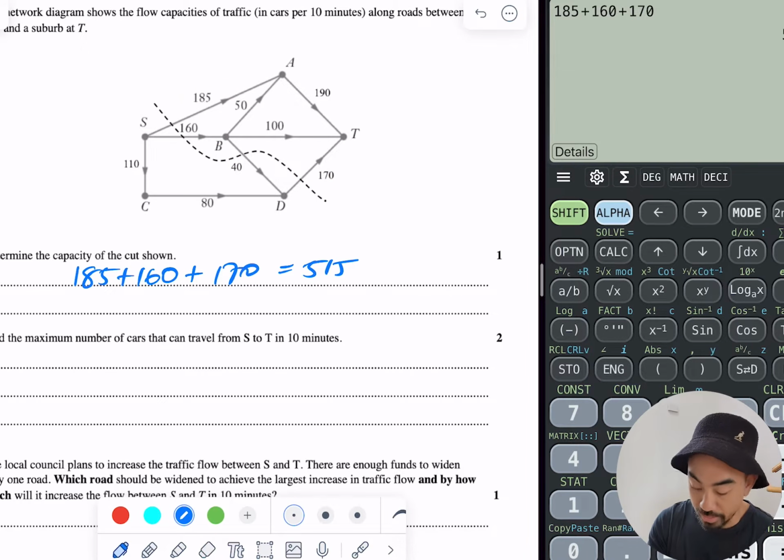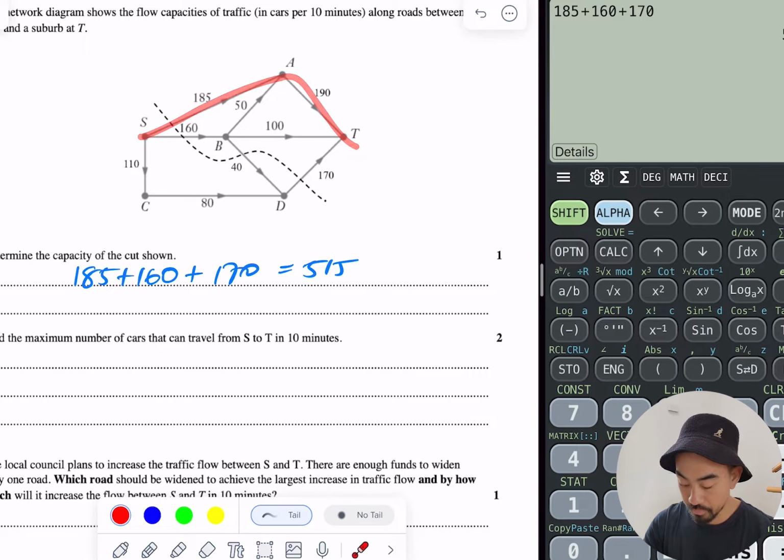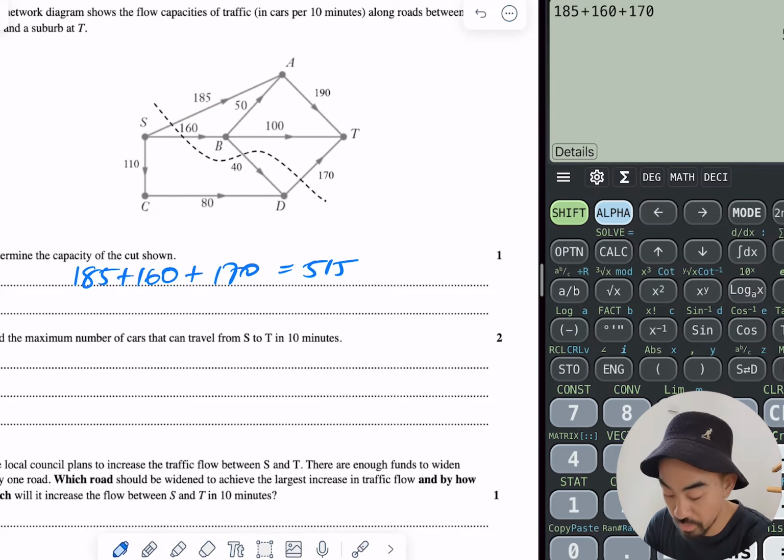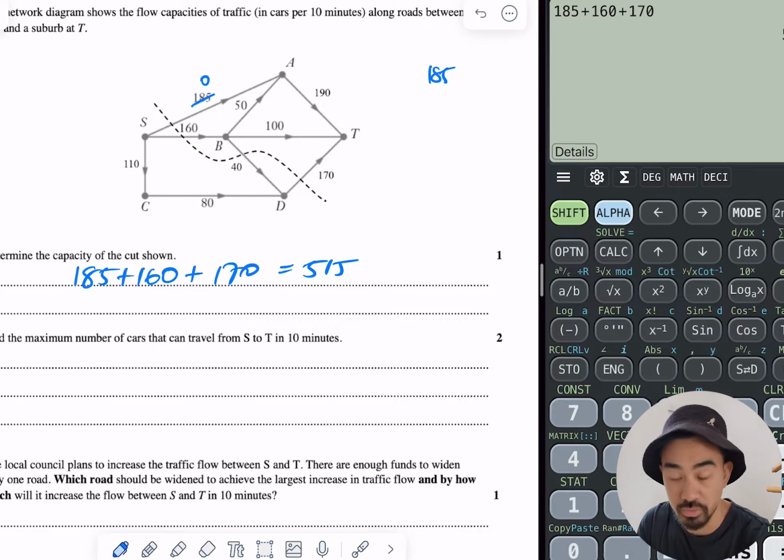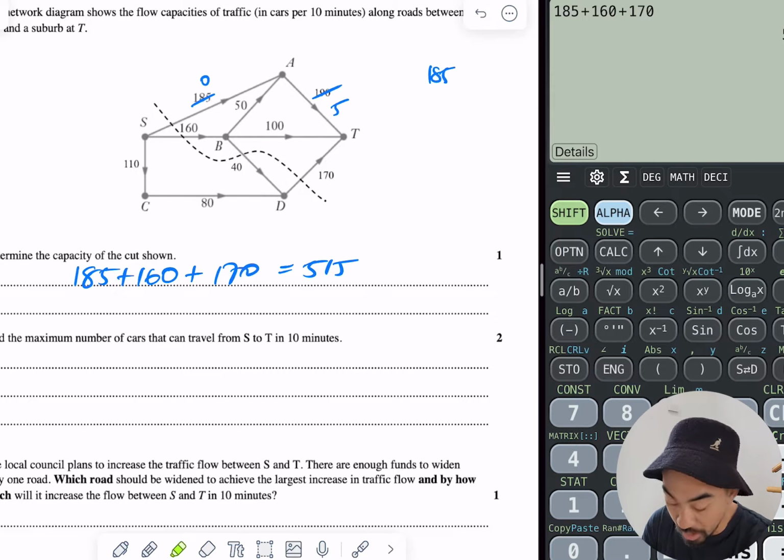I'm going to start from the top. So from S A T, this path here. Sorry, there's a plane above. What's the smallest number that goes through S A T? Well, that's going to be 185 cars. So I write 185 first, and I subtract that number from there, which leaves 0. 190 minus 185 is 5. I'm also going to highlight the edge that's 0 as I go along. Now I'm just going to repeat the process.